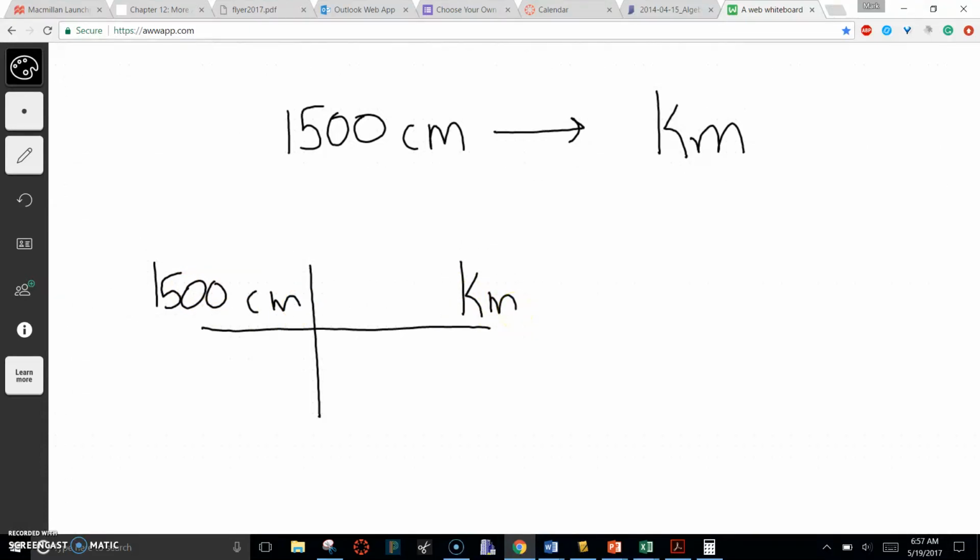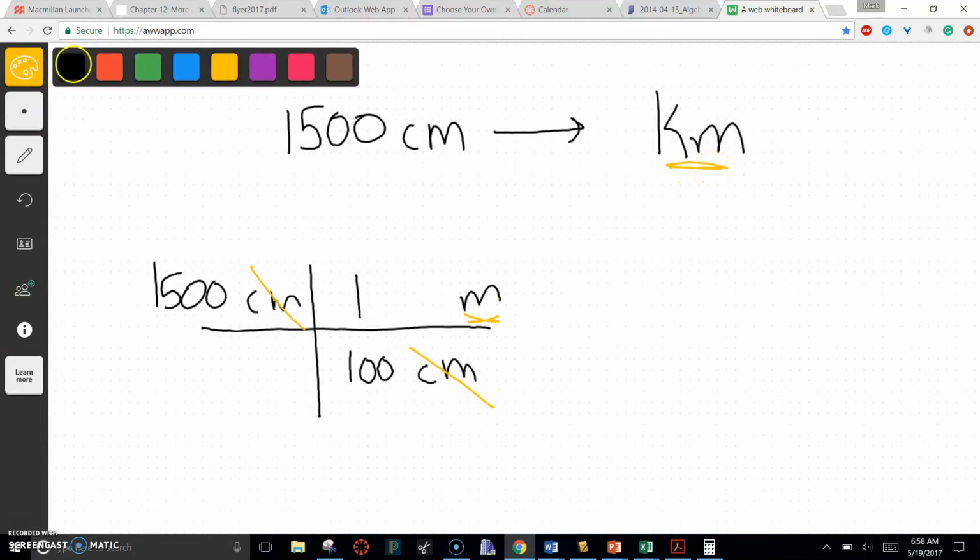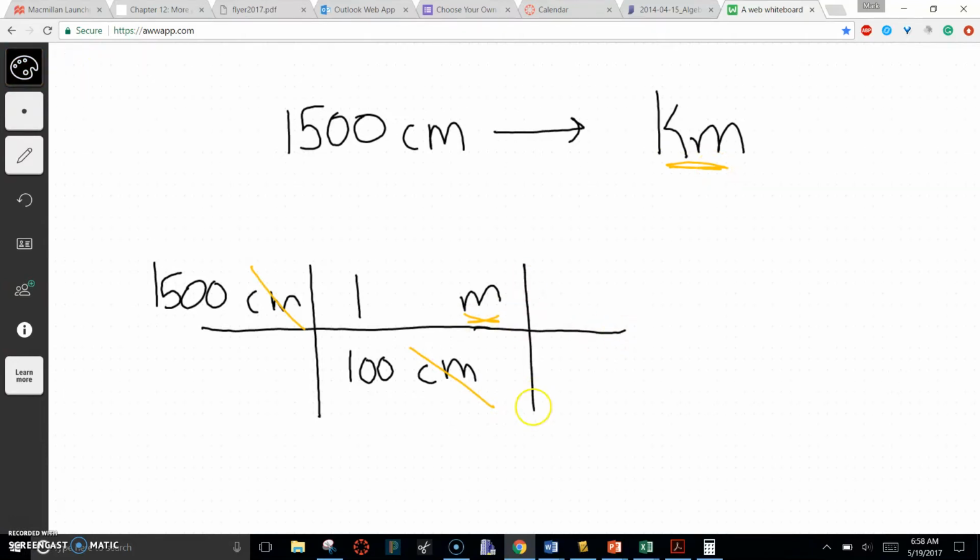Here's the problem. I don't know how many centimeters are in a kilometer. So I actually can't use kilometers, but I do know how many centimeters there are in a meter. There's 100 centimeters in 1 meter. Well, again, the centimeters would cancel, but now I don't have my answer right because this is a meter and that's a kilometer. So I'm going to keep going.